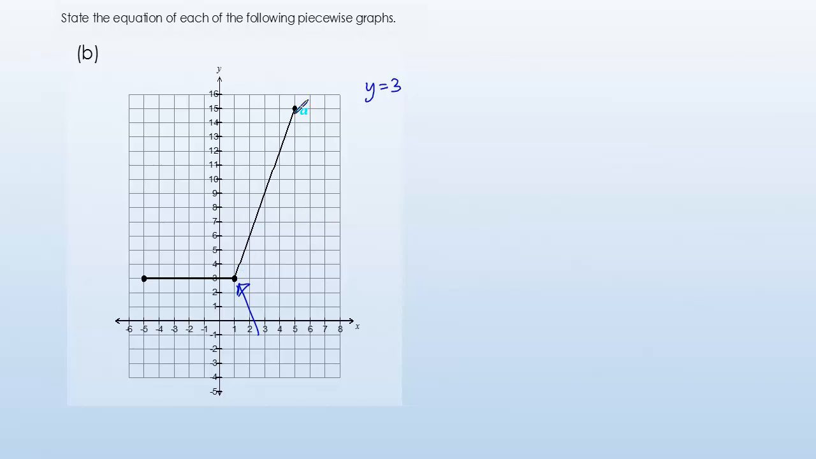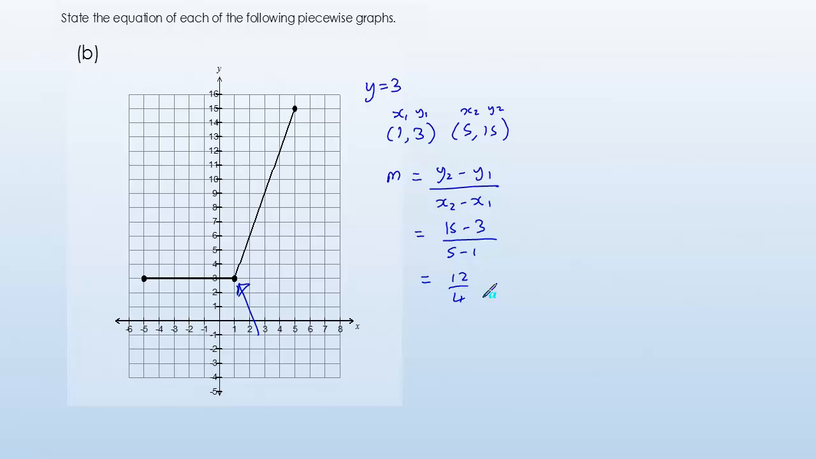Now let's look at this one here. So what points do we have? We've got the point 1, 3. We also have the point 5, 15. So x1, y1, x2, y2. The gradient is y2 minus y1 over x2 minus x1. So that's 15 take away 3 over 5 take away 1, which is 12 over 4, giving me 3.